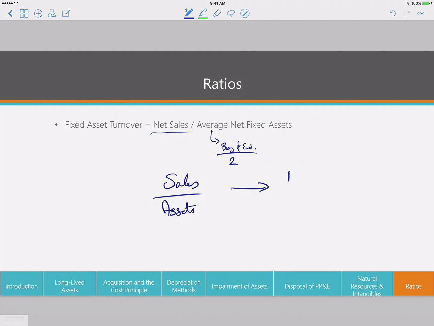And what this does is it measures how efficiently the company management is using the assets to generate sales. And this is really important. Remember, assets can cost tens or hundreds of millions of dollars, and you want to use them efficiently to generate as much cash for your business as possible. So I'm going to give you 2 good examples of where companies are trying to use their assets to generate as much cash as possible.